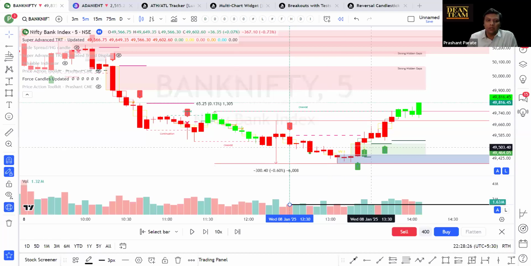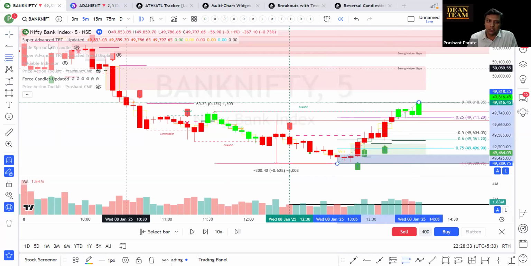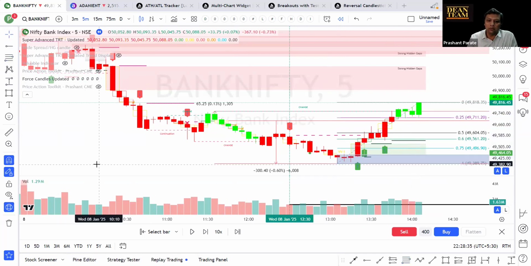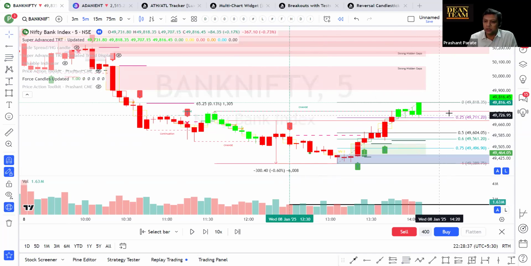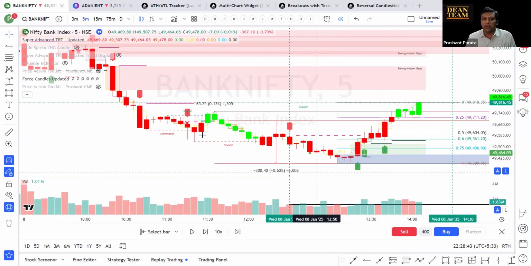So at this time, if I want to do anything, I will look to buy at retracement if there is a good opportunity. But I will do it only before 2:30 because there should be some time limit. After 2:30, there may not be adequate time left for my targets, because 5-minute charts are for intraday and we may not keep holding after 3 o'clock.